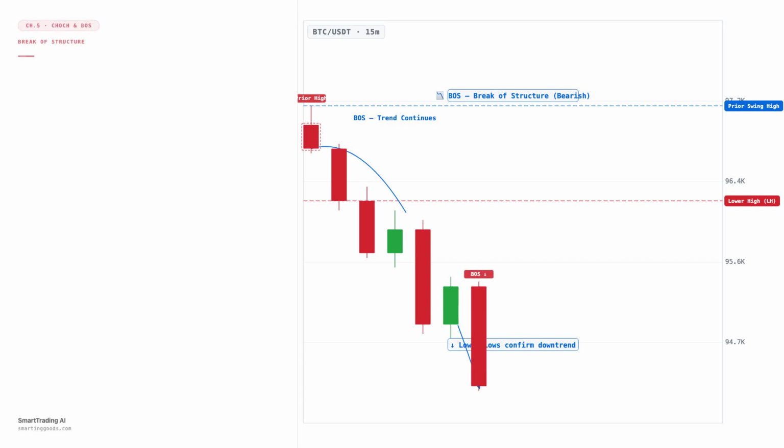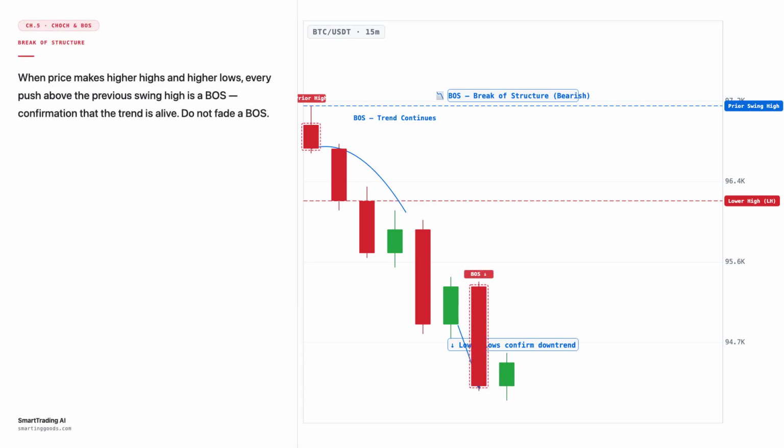Let's start with break of structure. When price is in an uptrend, it makes higher highs and higher lows. Every time price pushes above the previous swing high, that is a break of structure, a BOS. This is continuation. This is smart money confirming the trend is still alive. You do not fade a BOS. You trade with it.